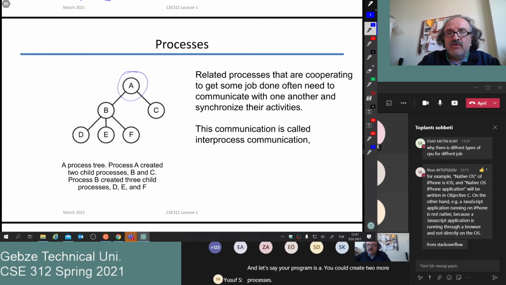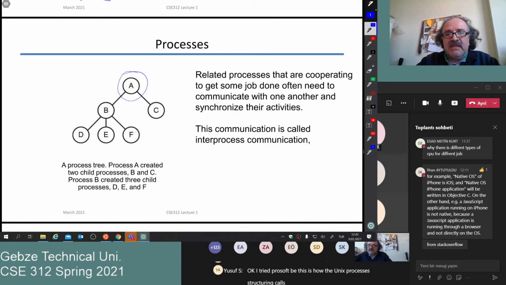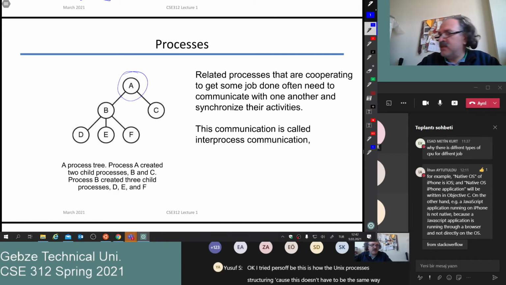In Unix, usually when you create a process within another process, those are called child processes. B and C are child processes of A. D, E, and F are child processes of B. This is how the Unix process structuring goes. This doesn't have to be the same way for all operating systems. For example, in Windows, you don't have this child-parent relationship. You don't have to have it, but in Unix, you have to have it.